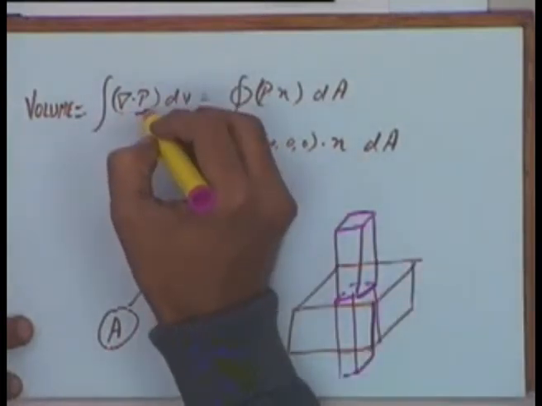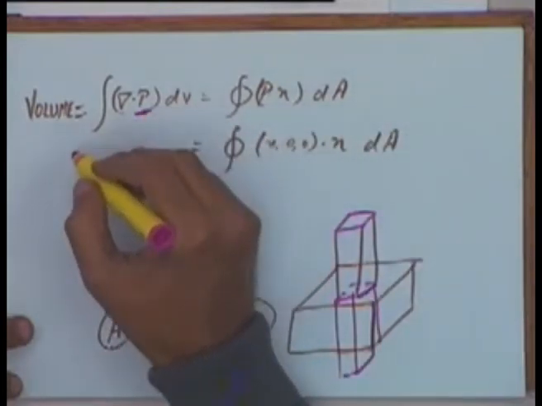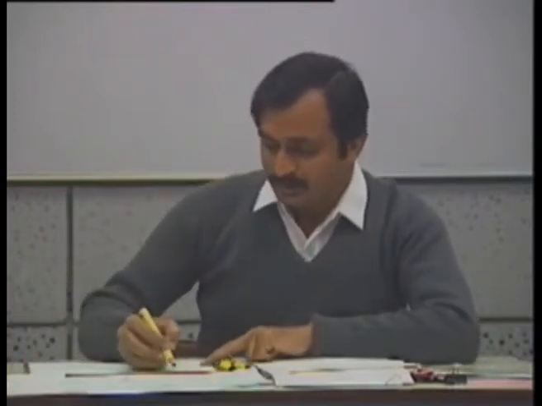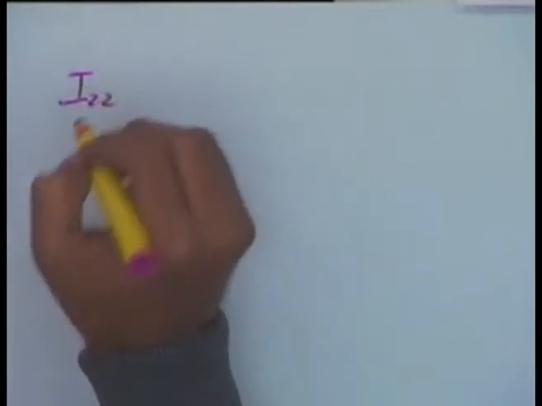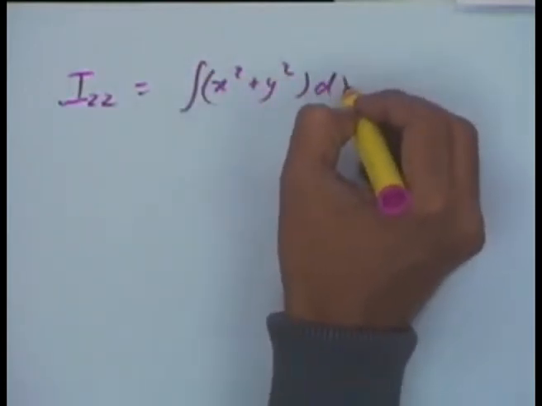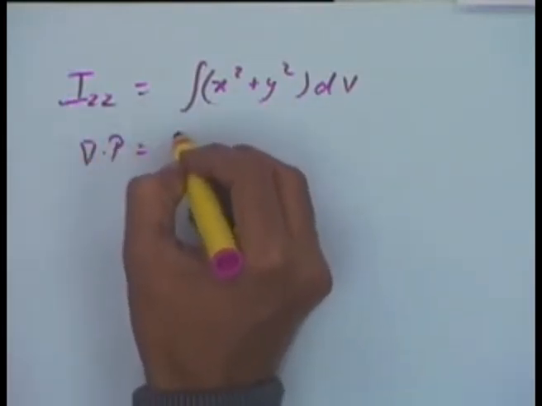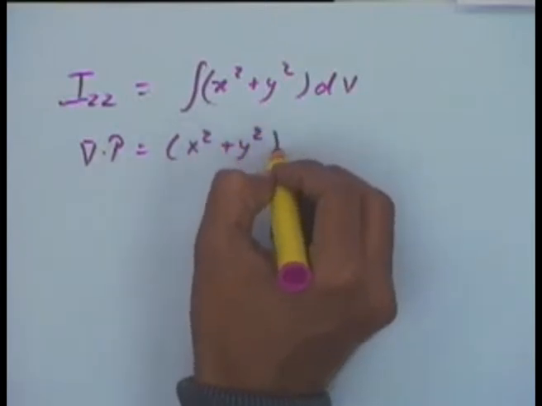And the function P that we take, the field that we are choosing, will control what property we are trying to evaluate. Let's say we want to find out the moment of inertia about the z axis, I zz, which is equal to the integral of x squared plus y squared dV. So we want that del dot P should be equal to x squared plus y squared.